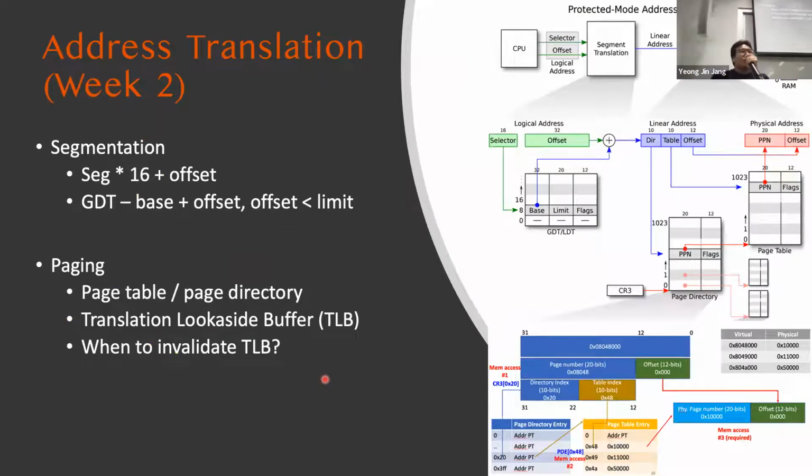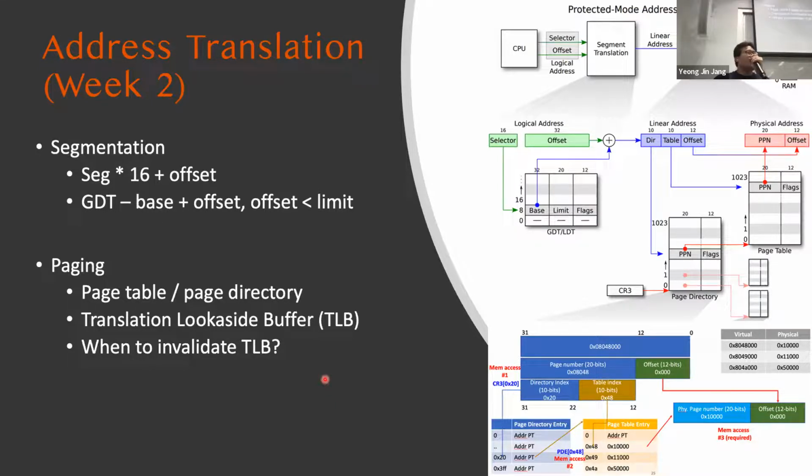And then we learned a little bit about address translation. We learned about segmentation and paging. Segmentation is obsolete right now. In 32-bit x86 there is still segmentation, but starting from 64-bit x86 there's no segmentation at all. We just use the CS register to keep the ring privilege, and we are not actually using segmentation.